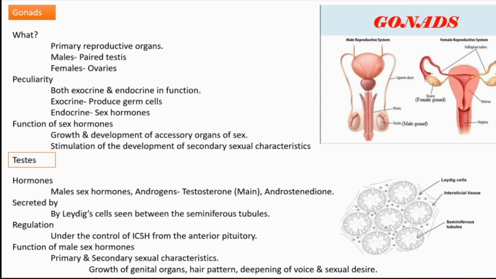Interstitial cell stimulating hormone. Then the functions of male sex hormones. What are the functions? Primary and secondary sexual character development. Primary, what? Secondary I already explained to you. And the growth of genital organs, hair pattern, deepening of voice. Voice change will happen in the case of males as they attain maturity. Then sexual desire. All these things are under the control of these androgens.